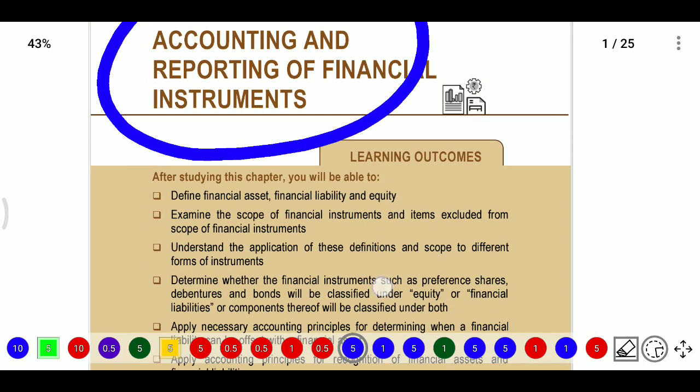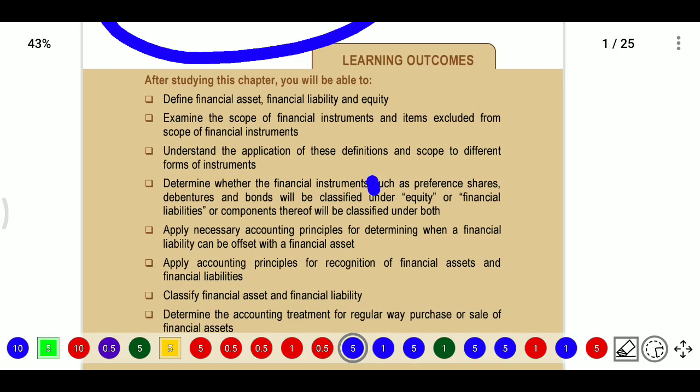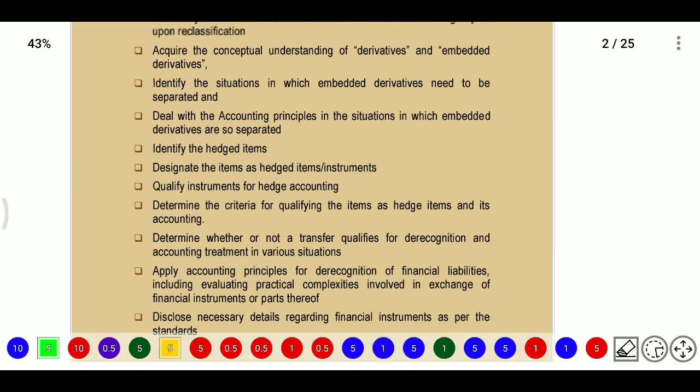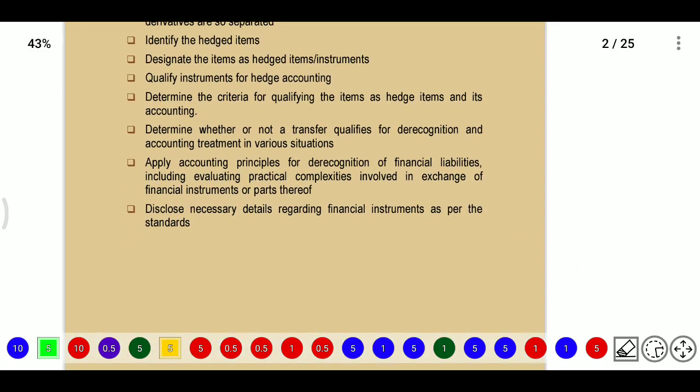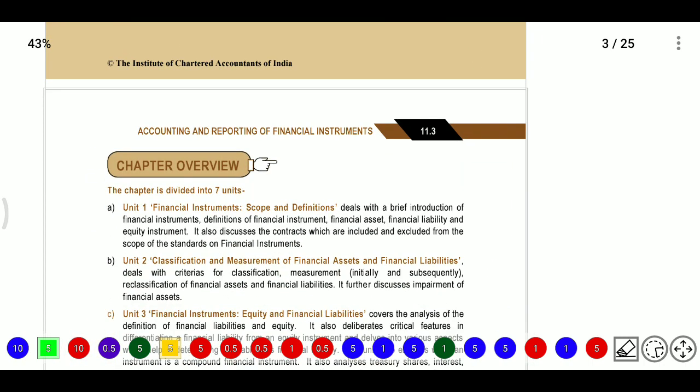So, financial instrument related chapter. In this video, we will discuss some financial assets, financial liabilities, and how we can measure, how we can reclassify them, the measures and accounting principles, and hedge items, hedge accounting related information. All these concepts will be discussed.